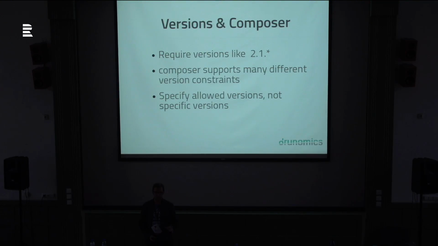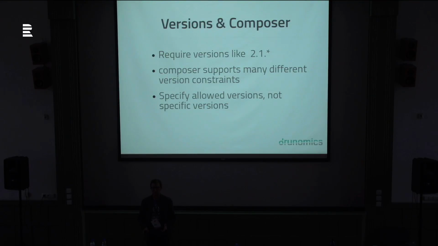As mentioned, composer.json just contains the dependencies, and it can also contain version constraints for your dependencies. So usually you would specify version constraints like, okay, give me version 2.1.something, and Composer will respect that when you run composer update. For that, Composer supports many different version constraints. We can have a closer look at that later.